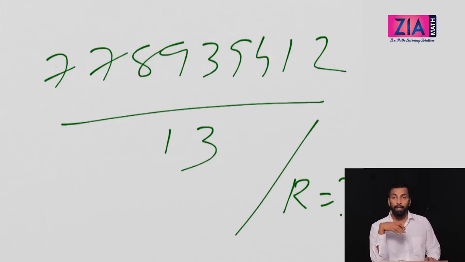Now sometimes you may not get questions directly like this. You need to apply the divisibility rule in one part of the question.